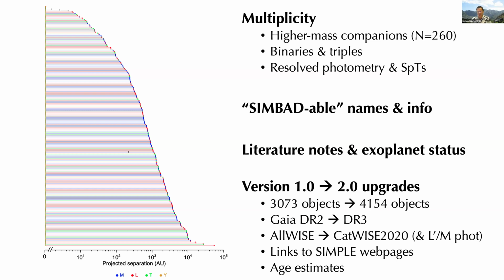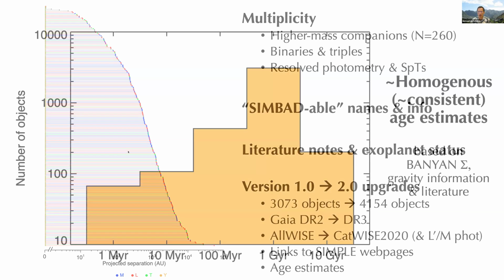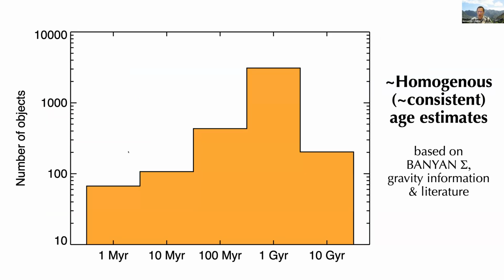And then we have age estimates, which were a lot of work, but well worth it. So for every single object, we have an age estimate. I wouldn't call this a homogeneous analysis because, of course, data is not homogeneous for all objects, but at least it's consistent. It was done in a uniform workflow, and we can explain what we did.